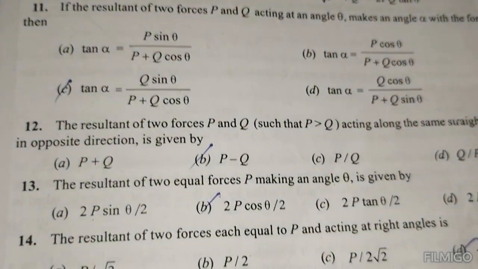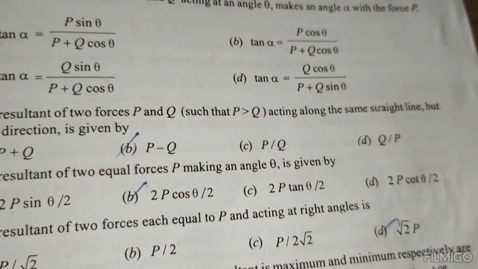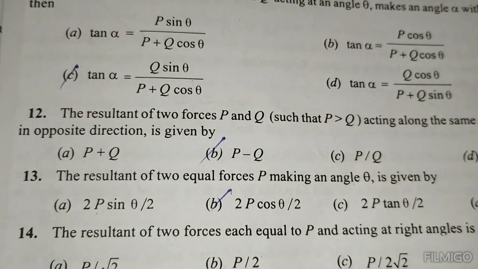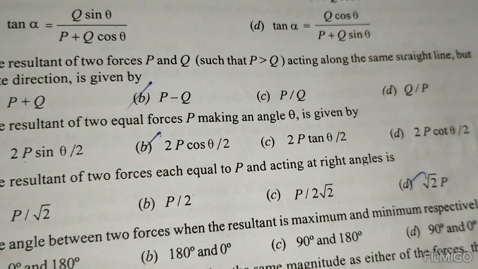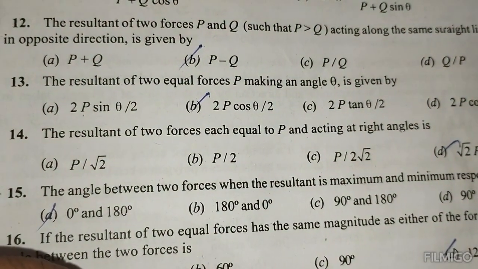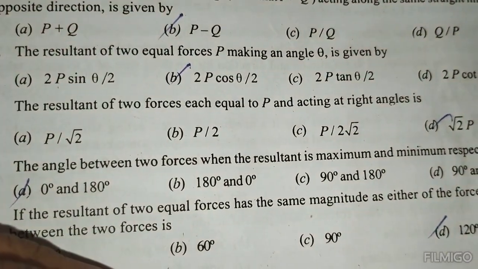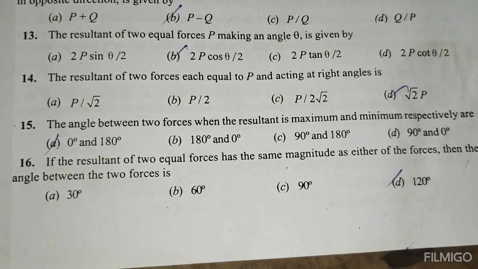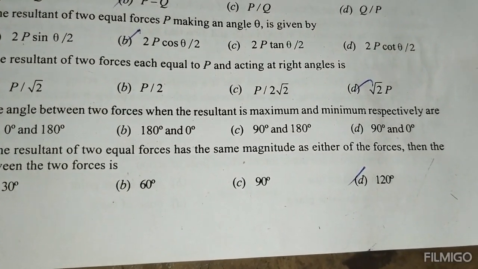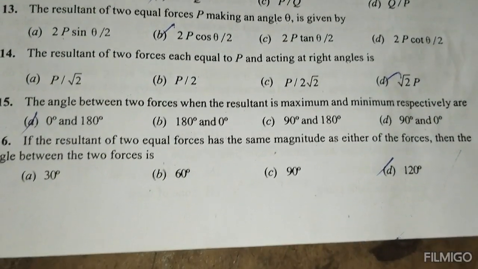The resultant of two forces P and Q, P greater than Q, acting along the same straight line but in opposite directions, is given by P minus Q. The resultant of two equal forces P making an angle theta is 2P cos theta by 2. The resultant of two equal forces P acting at a right angle is root 2 P. The resultant is maximum and minimum when the angle between two forces is 0 degrees and 180 degrees respectively.